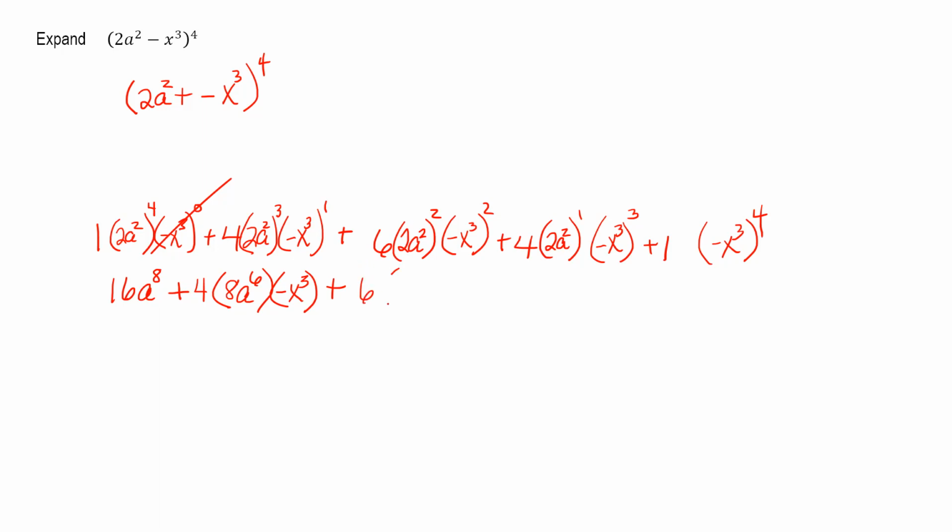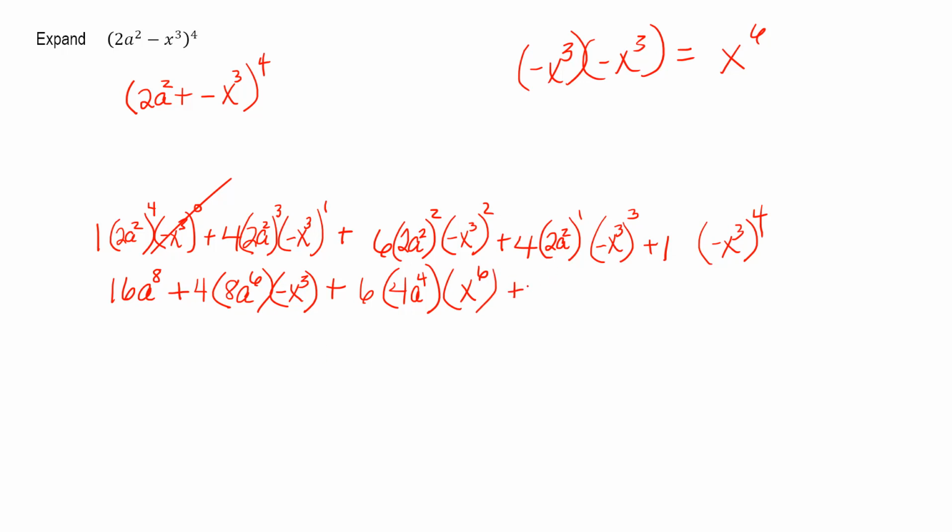All right, so 6 times 2a squared squared is 4a to the 4th. And negative x cubed squared is positive x to the 6th, because the parentheses tell you you're multiplying negative x cubed times negative x cubed, and that gives you positive x to the 6th.